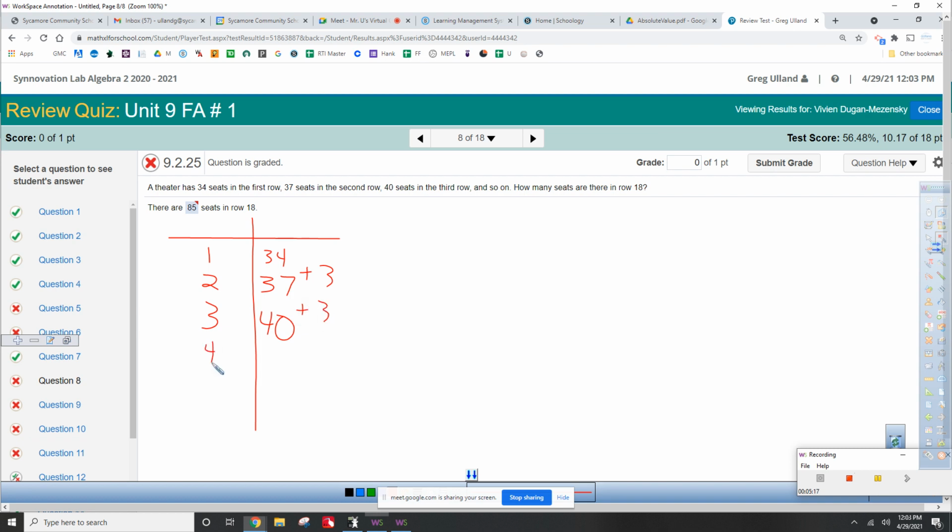Now, you could just do this if you wanted. But you don't want to do that. We know that M is 3. The B is, we just work backwards. So that's our B. Is our y-intercept. So our equation will be y equals 3x plus 31.